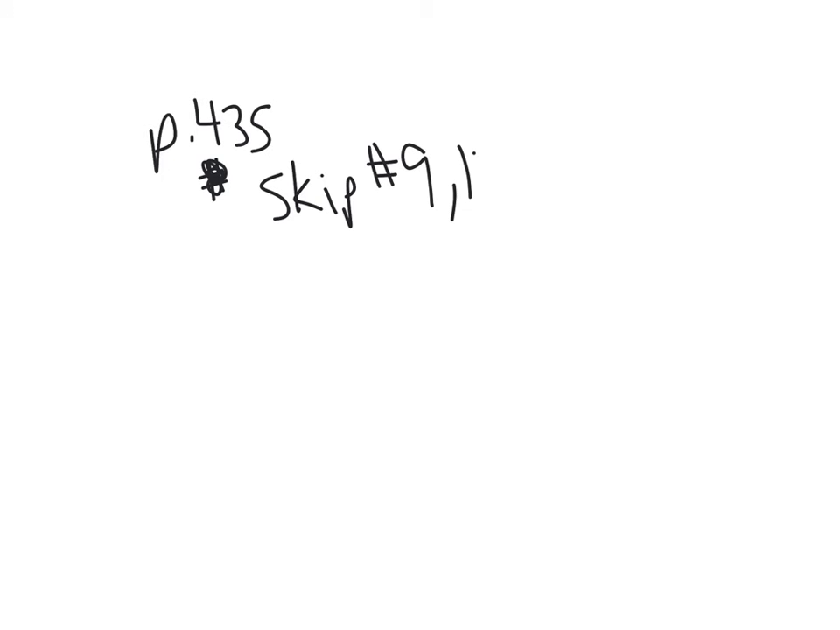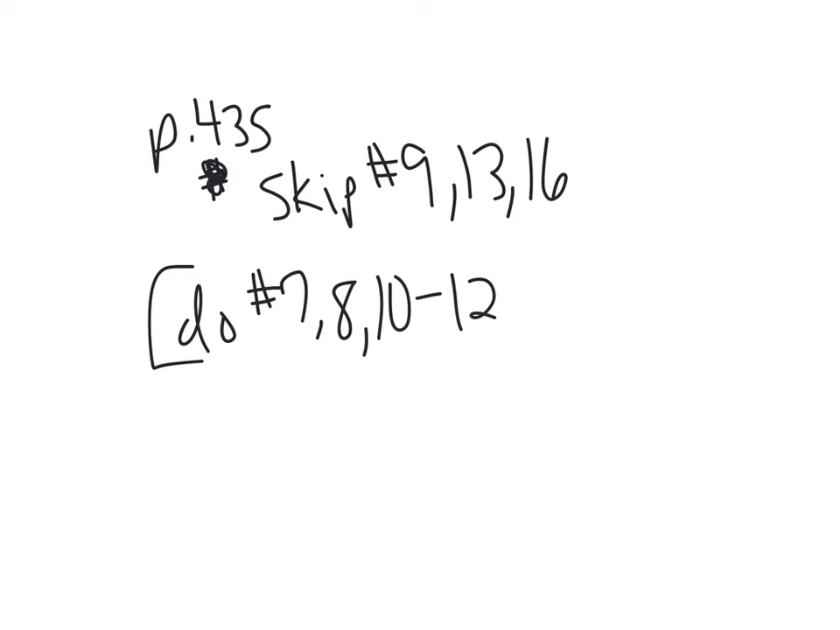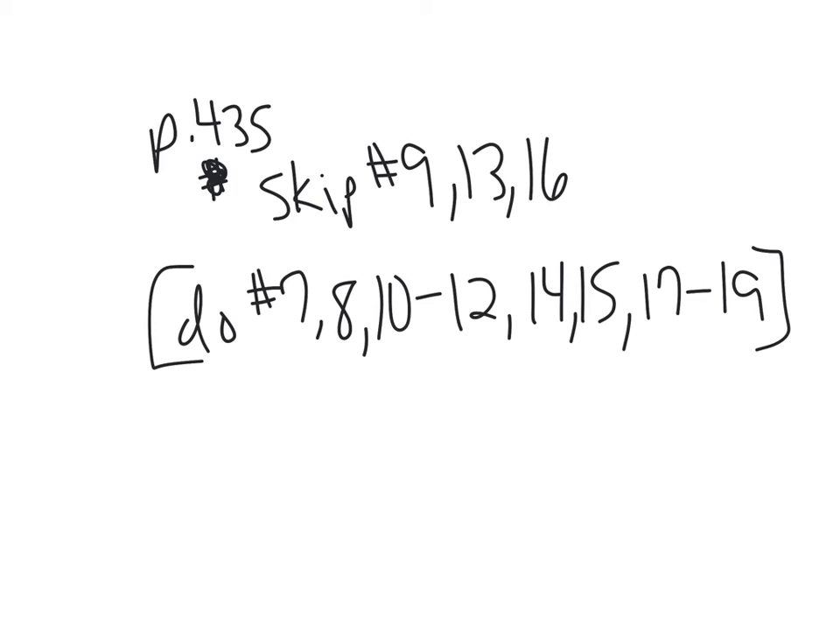So what we're going to do is page 435. The easy way of putting this is that we're going to skip numbers 9, 13, and 16. We're going to do 7, 8, 10 through 12, 14, 15, and 17 through 19. But like I said, if you want to just look at it, these are the 3 we're going to be skipping. Might be easier to look at it that way.